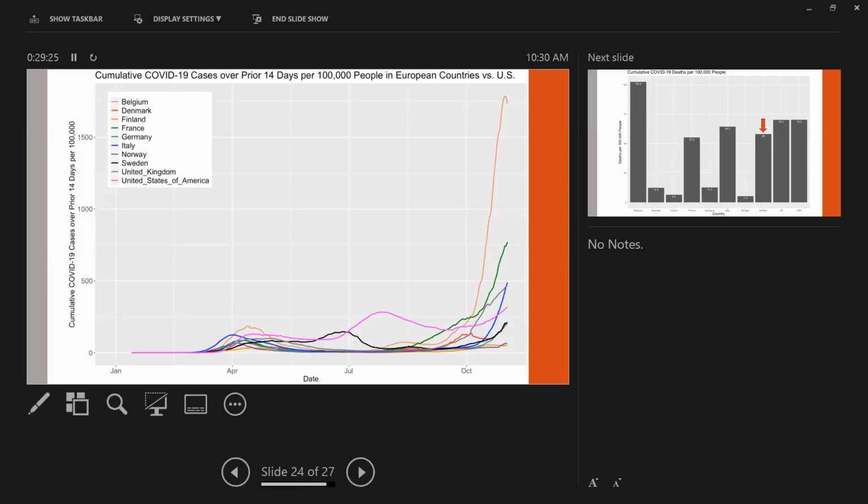The uptick in the US is actually quite frightening because this very broad uptick suggests that it might be a spike much higher than our previous spikes as well.